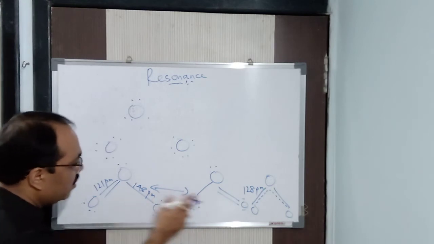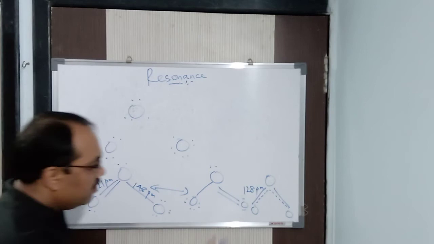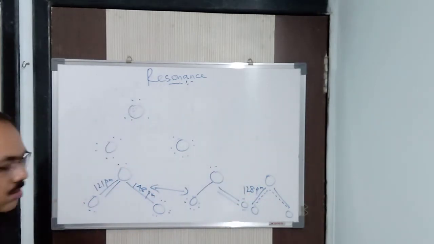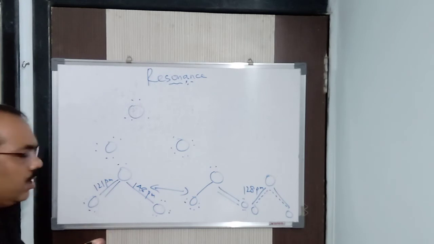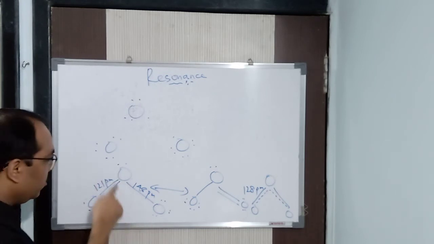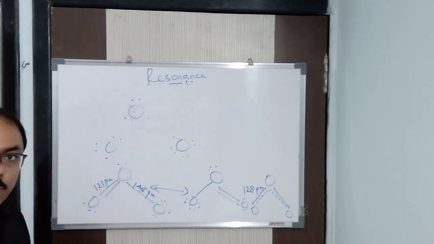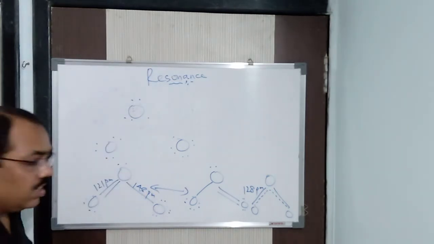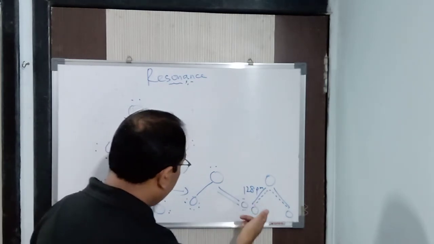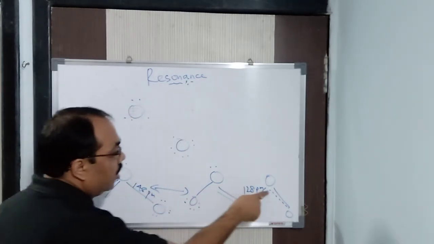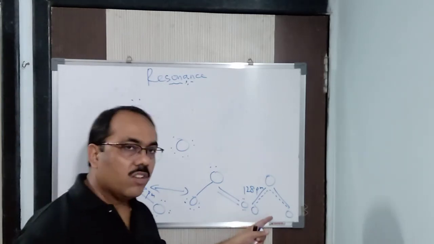Now, neither this structure nor this structure can explain all the properties of the ozone molecule. But this structure explains the same properties. Here it is saying 121, here it is 148. How is it possible? One oxygen atom in a particular molecule will have 121 picometer, another oxygen atom will have 148 picometer. But practically, when we find it out, it is neither 148 nor 121, it is 128 picometer. For that purpose, we require resonance.